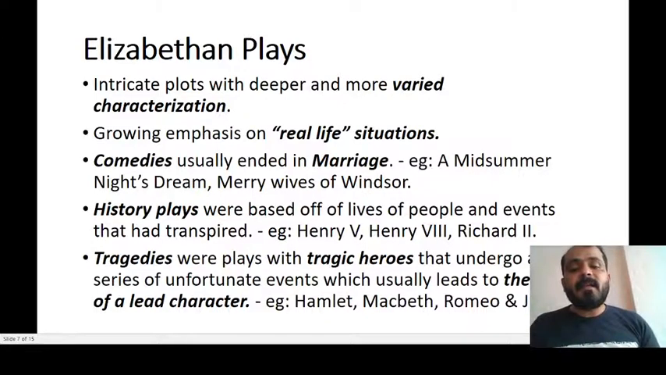Comedies usually ended in marriage. So the comedy play ended in marriage, in the union of the hero and heroine, or the protagonist. Examples: A Midsummer Night's Dream, Merry Wives of Windsor. These are the examples for comedies.